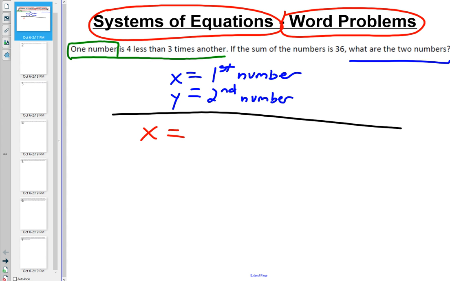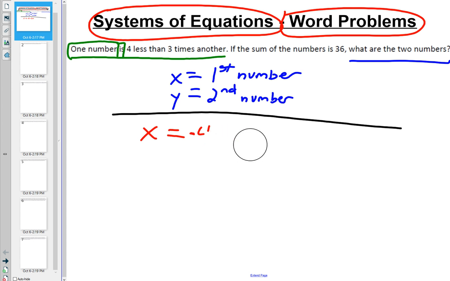Jason said equals, good. And then now here's where Xavier tried to define, and he was close, but see, subtraction is not commutative. The order is important. So even though you're reading "4 less than 3 times another number," and you want to write it in that order, don't write that down. 4 less than something means that the 4 has to be negative.